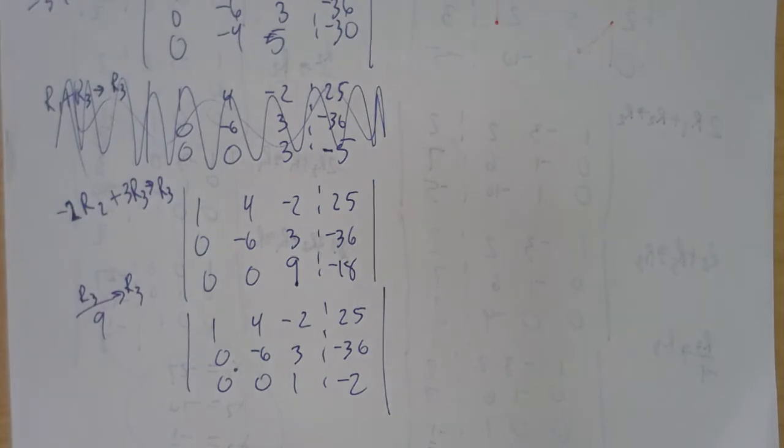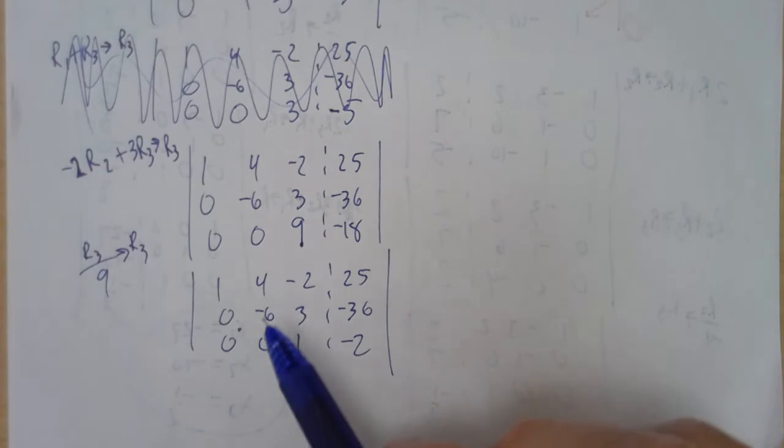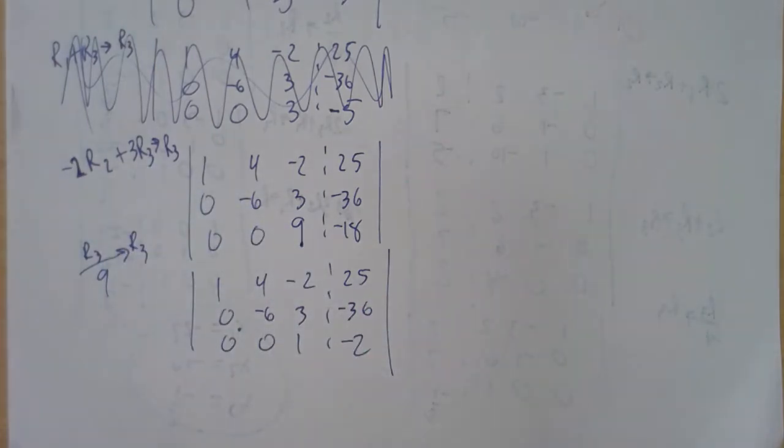Okay. So that one hurt a little bit. That was the only way to do it. Now, on the real test, I don't have you multiplying two rows.